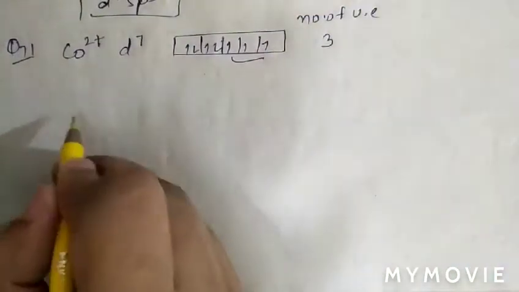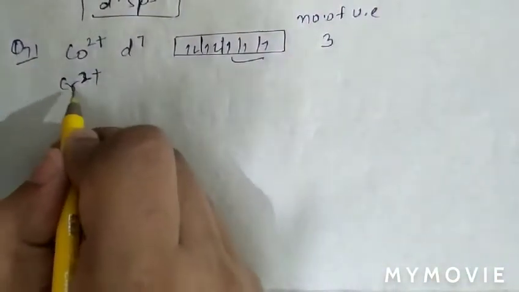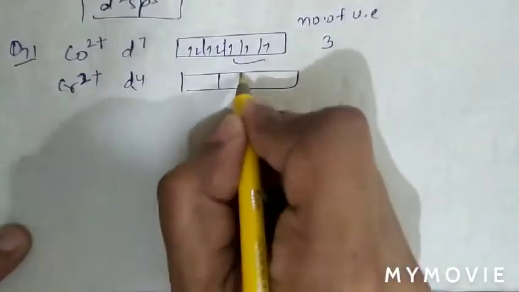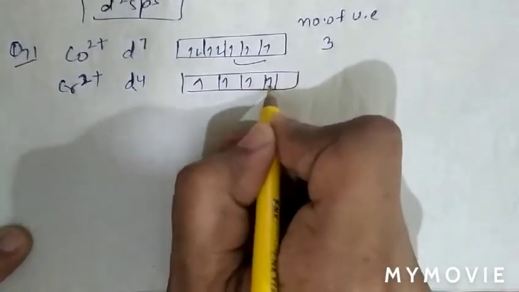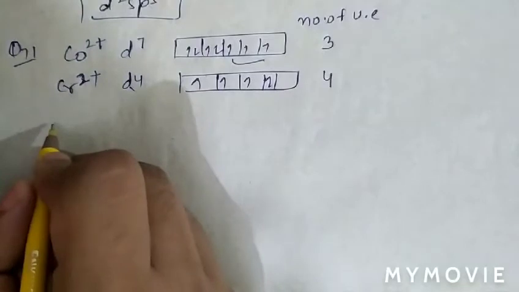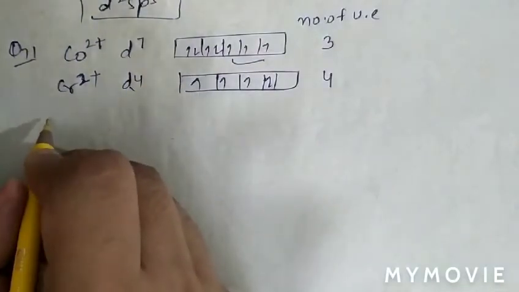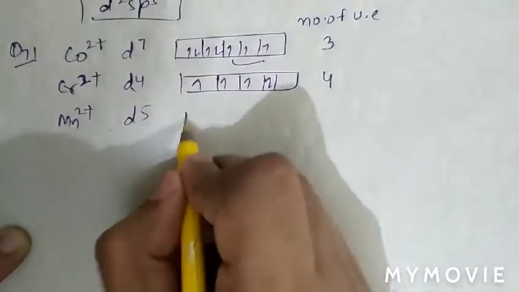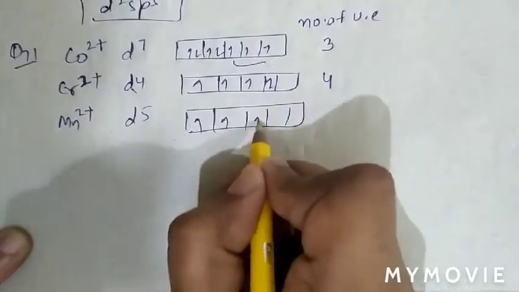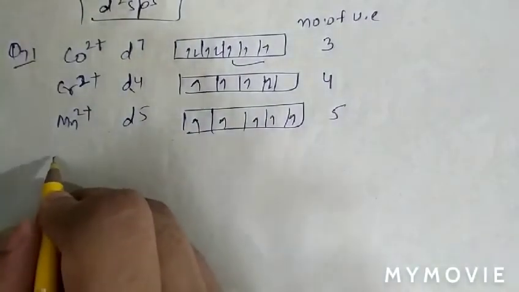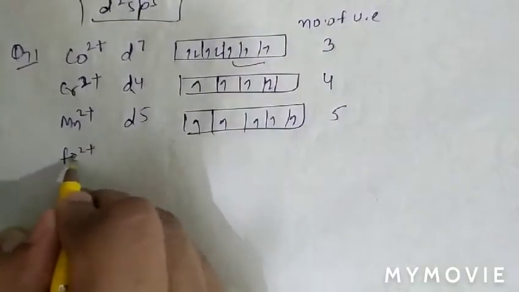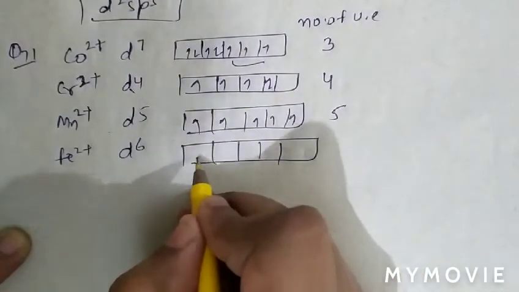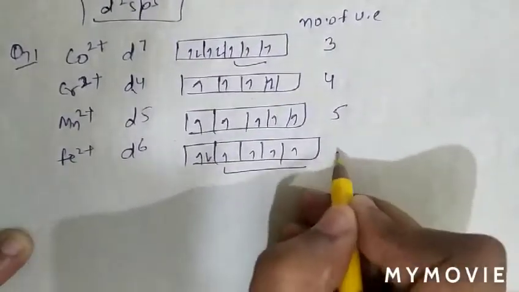In Cr2+, the configuration is d4. So d4 will be filled 1 2 3 4, so the number of unpaired electrons there is 4. In Mn2+, the configuration is d5, so the number of unpaired electrons will be 1 2 3 4 5. Next is Fe2+, that is d6, so the number of unpaired electrons will be 4.